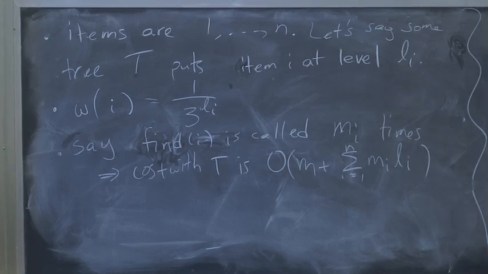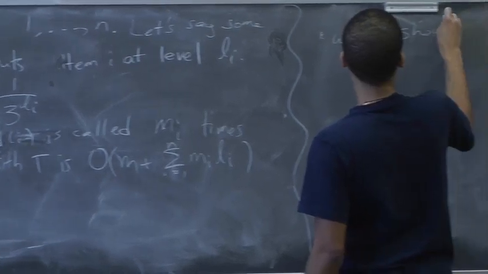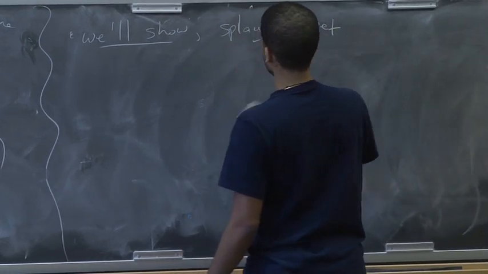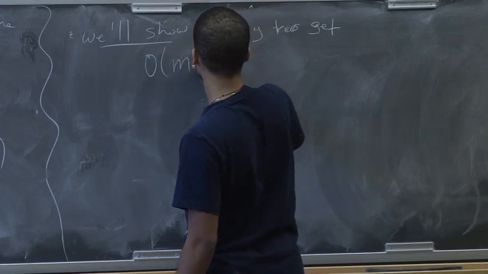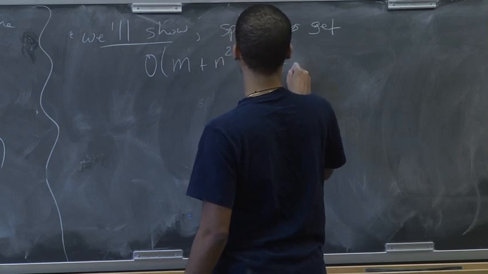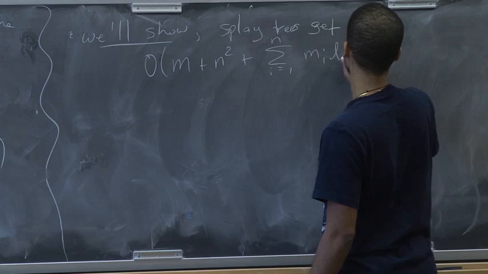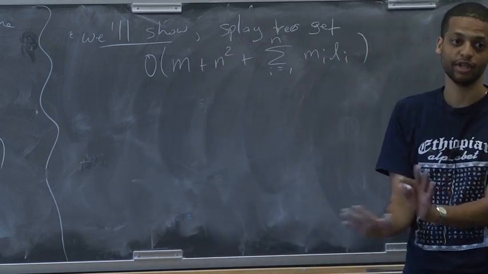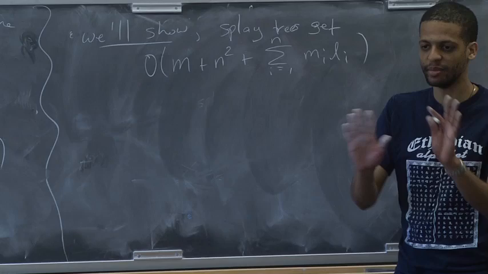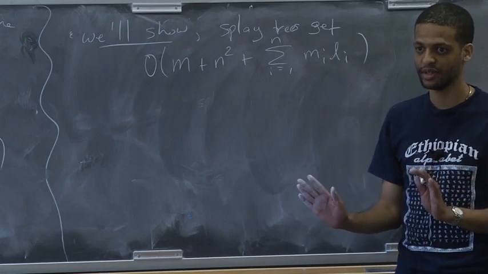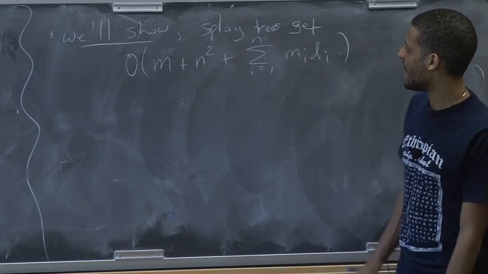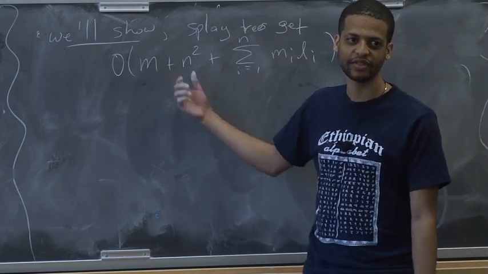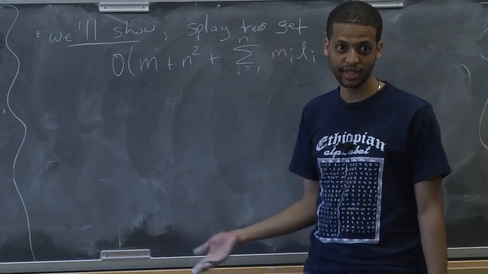So we'll show splay trees get O of m plus n squared plus the sum over i from 1 to n of mi li. So as long as the sequence of operations is long enough, no matter what initial configuration your splay tree was in, your splay tree in the beginning is an arbitrary binary search tree on these items. No matter how you started off, after m operations, this is what the running time will be. So as long as the number of operations is big enough, it'll start behaving like the optimal tree.